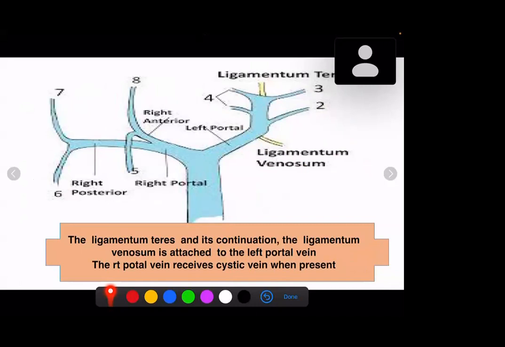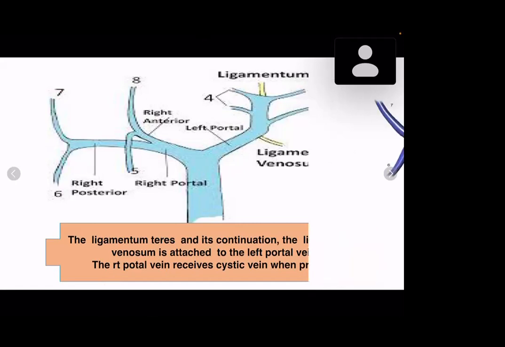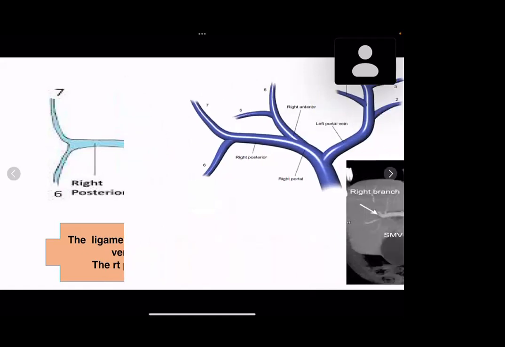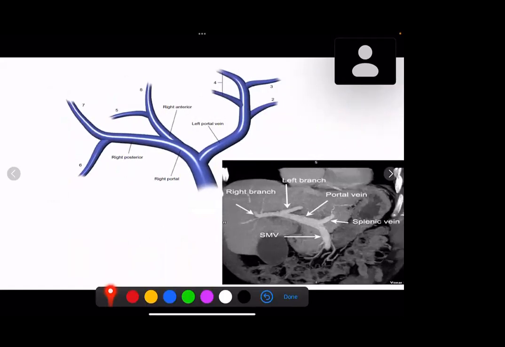The right portal vein divides into right anterior and right posterior branches. The right anterior receives from the anterior segments of the liver, segments 5 and 8, and the right posterior receives from the posterior segments of the right lobe, segments 6 and 7. The right portal vein receives the cystic vein when it is present. Again, this is the left portal vein showing the draining segments 2, 3, and 4, and also the caudate lobe, which will drain into the left portal vein. While the right portal receives the right anterior and right posterior, this is draining 5 and 8, and this is draining 6 and 7.